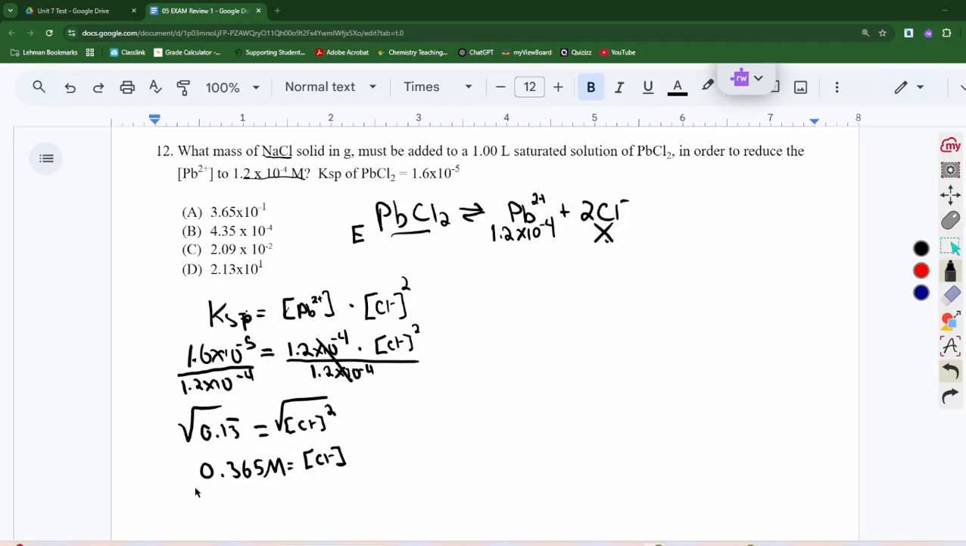Awesome. If you look, that is letter A, 3.65 times 10 to the negative 1. And if you select letter A, I'm sorry, you would be incorrect. That is not the correct answer, because it's asking what mass of NaCl, right? So how do we get that? I'm going to write out all the stoichiometry, but most of this is 1-to-1, so it's a little redundant, I guess. Let me go ahead and make myself some room here.